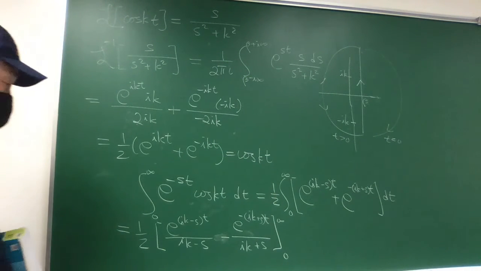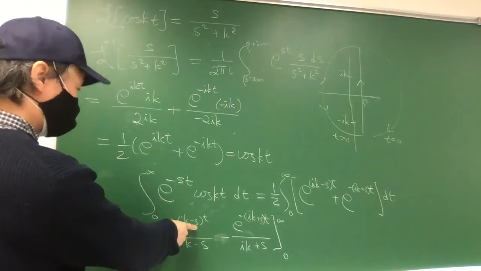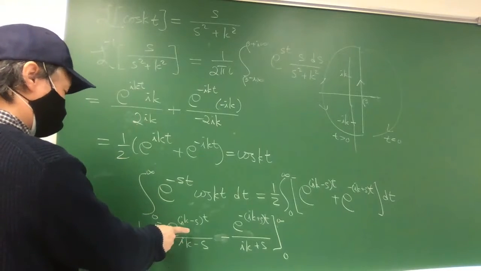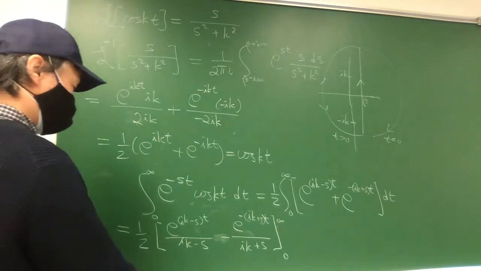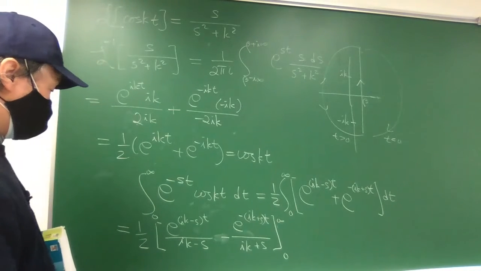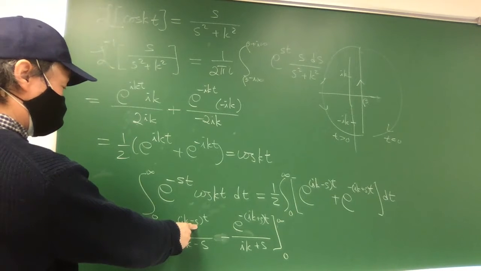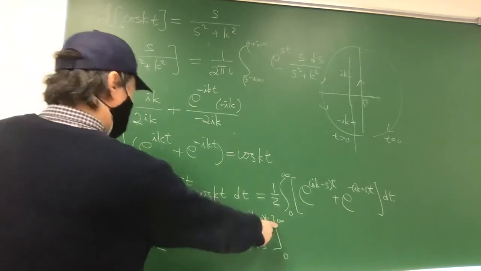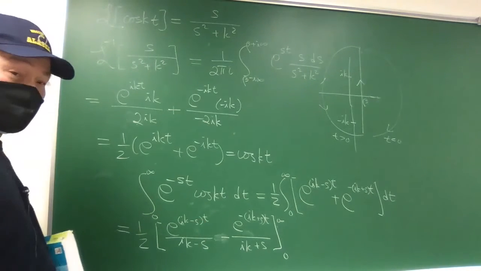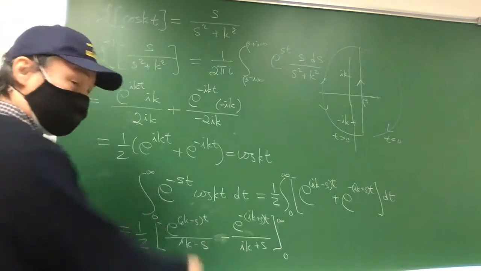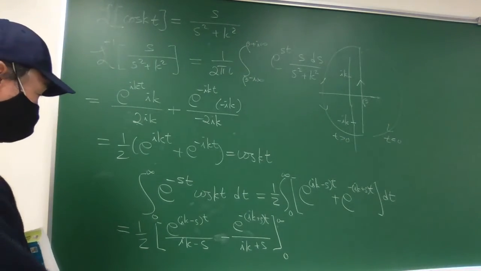Okay, so at infinity, because of this s, for positive s, both exponential terms are 0. Why is the left one 0? Because s is positive. You consider positive s and t going to infinity, so you have the exponential minus st factor. That one goes to 0 when t goes to infinity. And k is real, so ikt is imaginary.